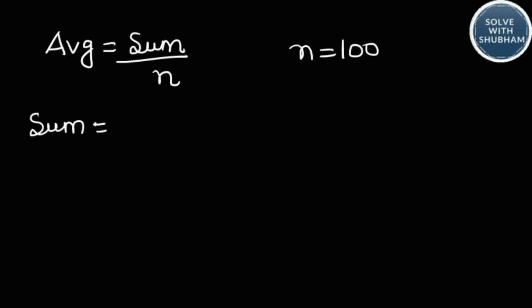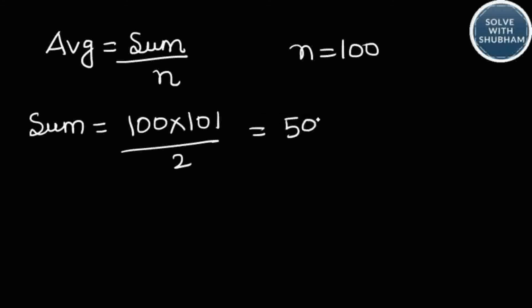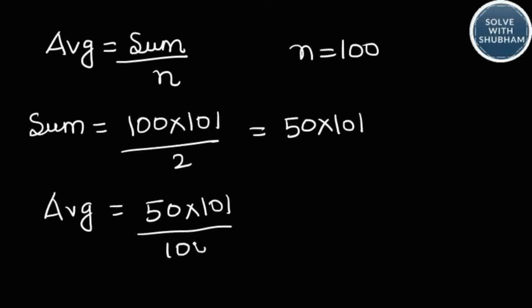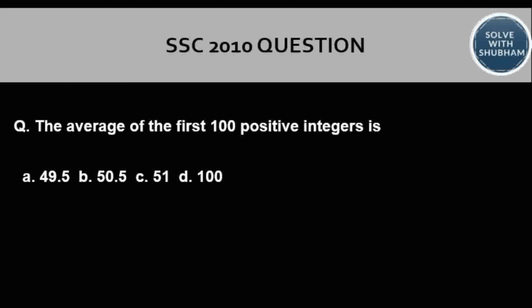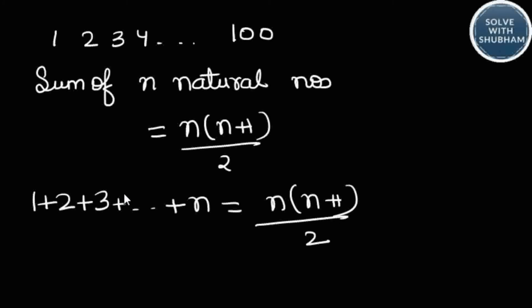So, your sum would be 100 into 101 by 2, which is 50 into 101. So, your average would be 50 into 101 by 100. So, your answer would be 50.5. Answer would be option number B. So, the formula is important to find out the sum of the first 100 positive integers. So, we have learned the new concept here, the sum of the n natural numbers.